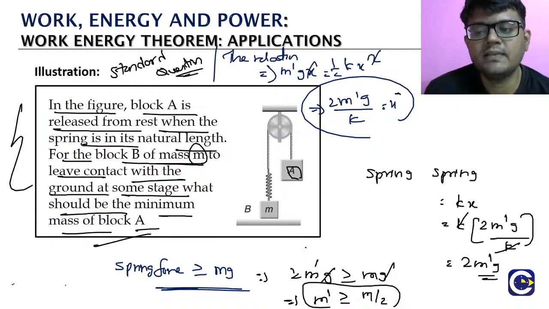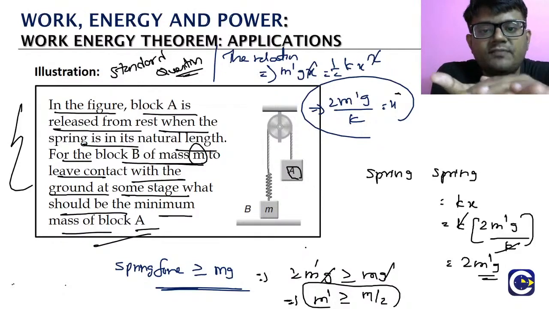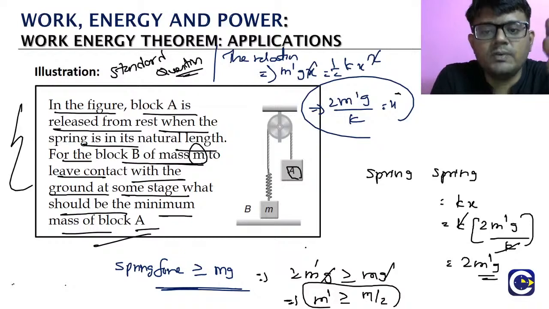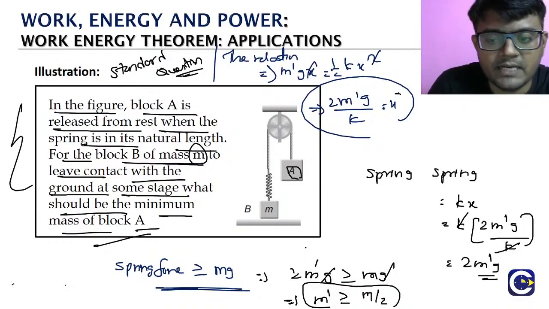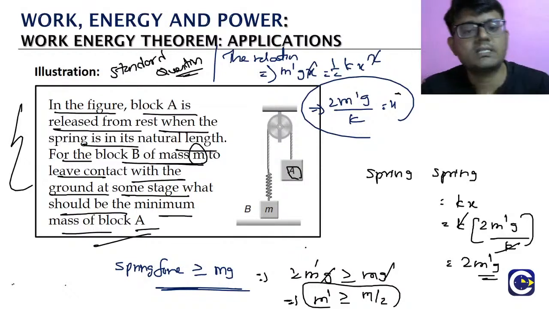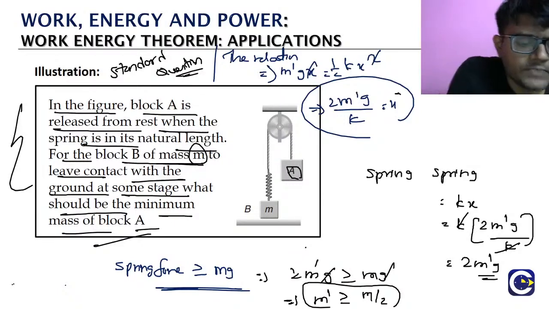From that, whenever we look at the spring force, what is the formula for the spring force? Kx, right? So we get the spring force. The condition is what? If the block B should leave the surface, it means the spring force should be more than the weight of the block B, right? So when we apply that condition, what do we get? We get the minimum value of m dash. Okay va? So what is next?